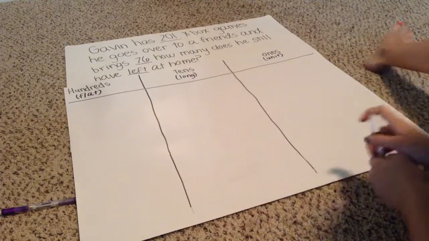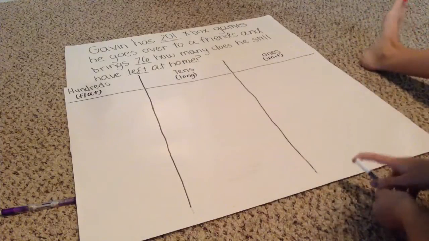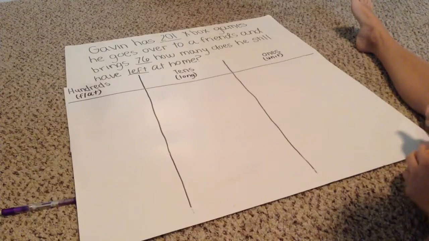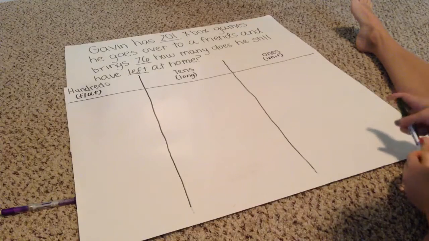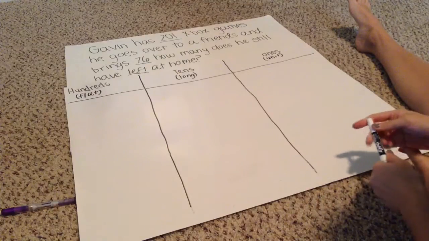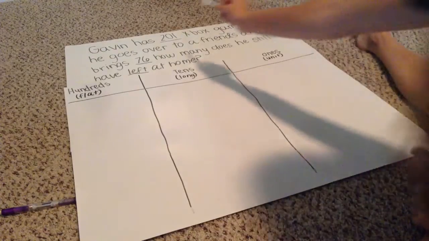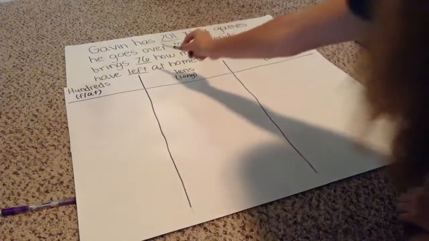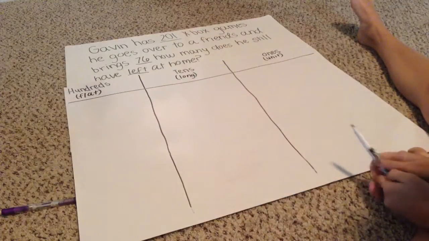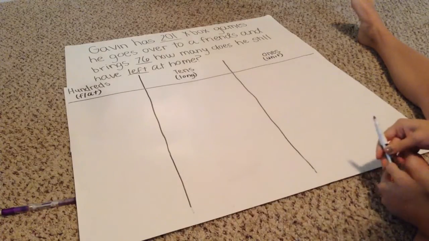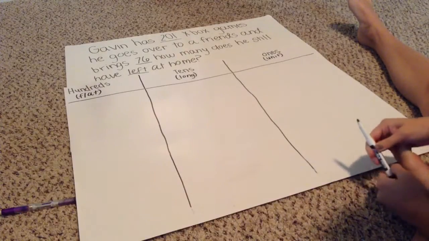Let's read our problem. Gavin has 201 Xbox games. He goes over to a friend's and brings 76. How many does he still have left at home? So we can start by underlining our key numbers and information. He has 201 Xbox games, and he brings 76 over to a friend's. How many does he have left at home? Our keyword, left at home, shows us that we need to be subtracting.